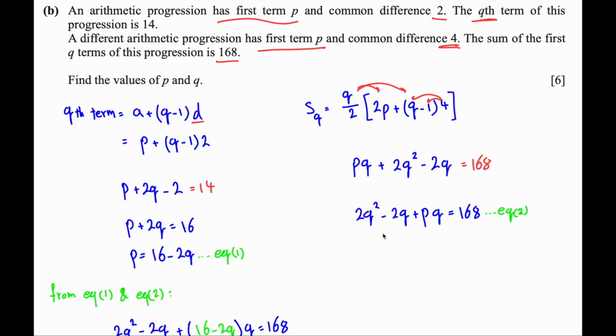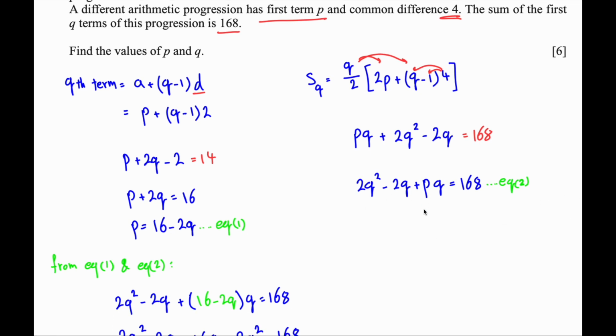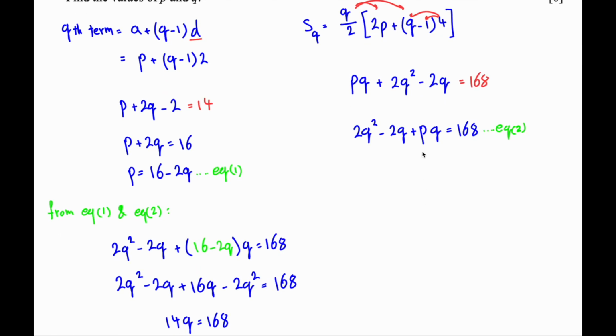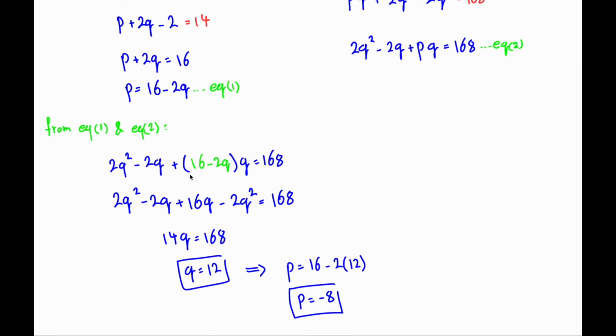And you get, it seems I'm dealing with a quadratic equation. However, if you combine equation 1 and 2, you can get rid of one of the variables. In this case, I'm getting rid of the p. So I'm going to replace all the p's. Actually, there is only one p right here. I can replace it with 16 minus 2q, as you can see here.